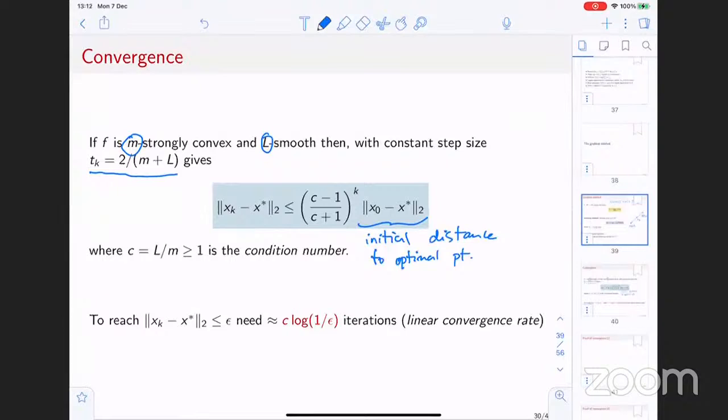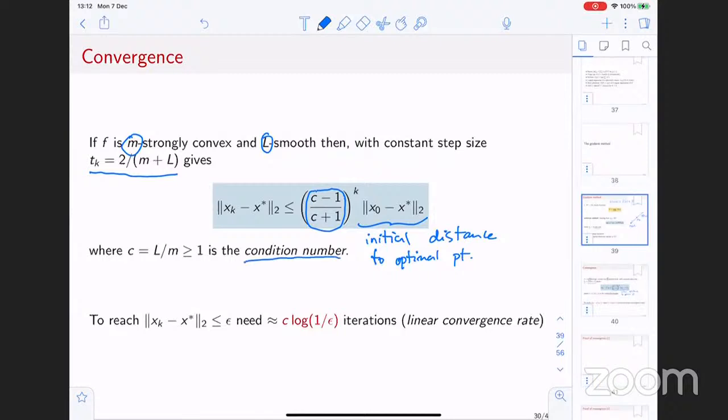And what is the rate of convergence? This is the rate of convergence: c minus 1 divided by c plus 1. That's a number that you can compute from the parameters of your function, and c here is the ratio of L divided by m.